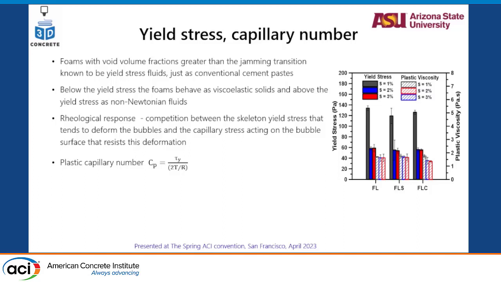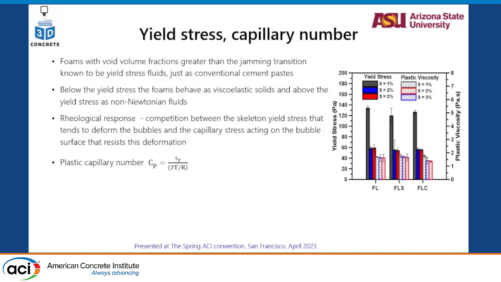It's a jamming transition. Below the yield stress, the foams behave as viscoelastic solids, and above the yield stress, as non-Newtonian fluid. So it's very important to control that value. Whatever rheological test you do, what you're getting is a competition between the skeleton yield stress and the stress which tends to deform the bubbles, and the capillary stress acting on the bubble that resists that deformation. So you have two competing processes, which can easily be explained using a plastic capillary number, a function of yield stress, surface tension, and the bubble radius.